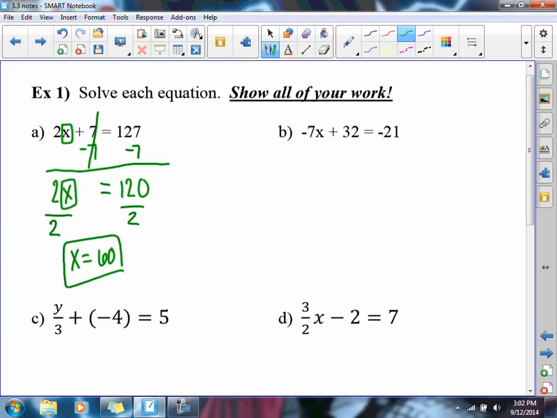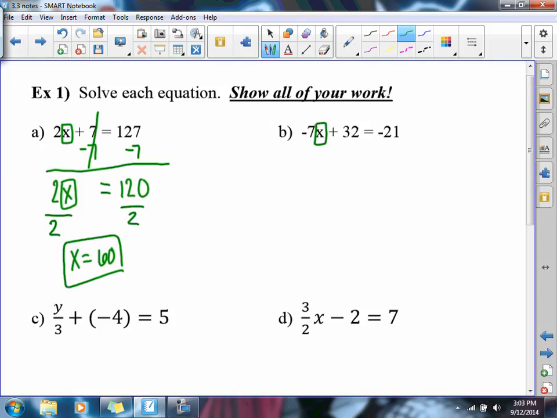For part B, I still have multiplication, and I still have addition. I have negative 7x plus 32 equals negative 21. So this time I'm going to be using a little more of my positive and negative number skills here. I can still put a box around the 7, or I'm sorry, around the x. That's what I'm going to be solving for.